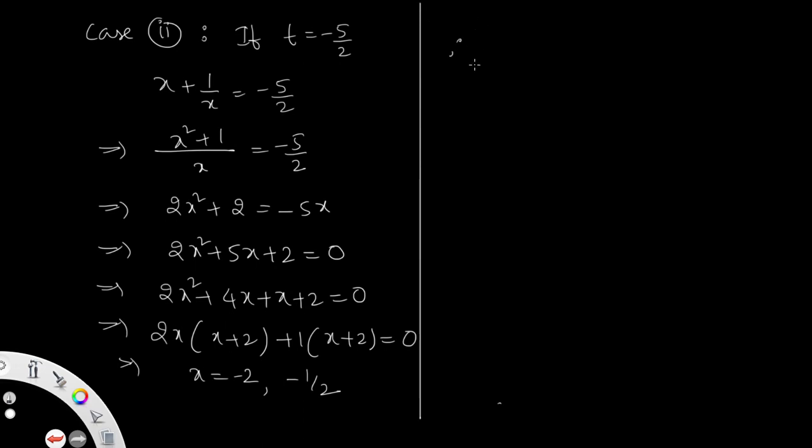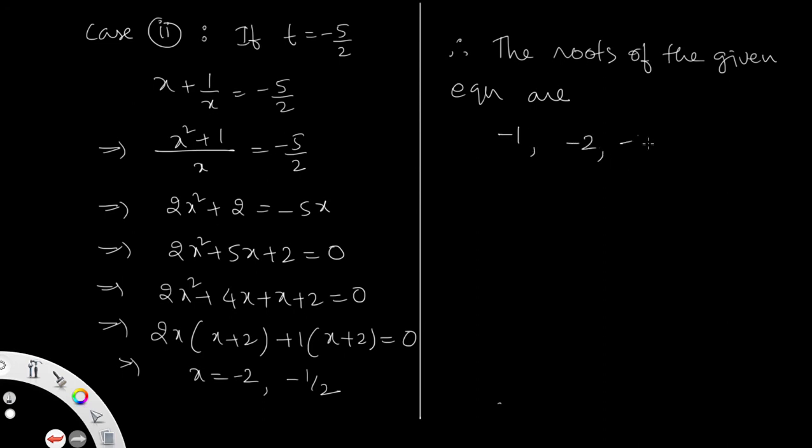Therefore the roots of the given equation are minus 1, minus 2, minus 1 by 2, 3 plus or minus root 5 by 2. These are the roots of the given equation. So this is the total set of roots of the equation.